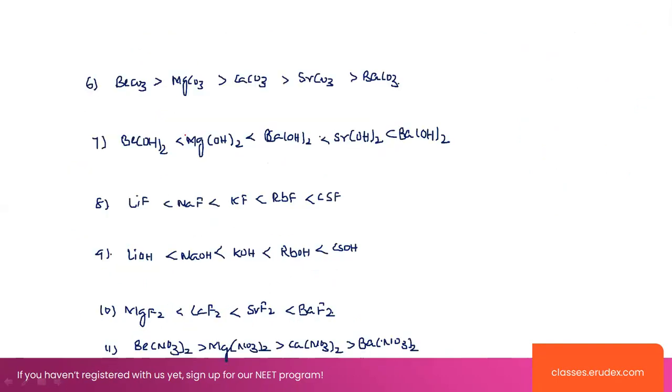Coming to the next point, look in this case at beryllium carbonate. Beryllium is of the small size whereas carbonates are the large size. And here it is large size, this is the large size here. That's why this has the solubility more and this has the solubility less.